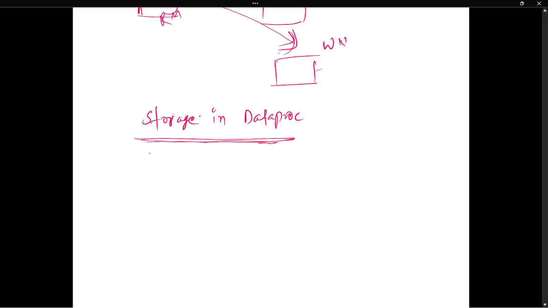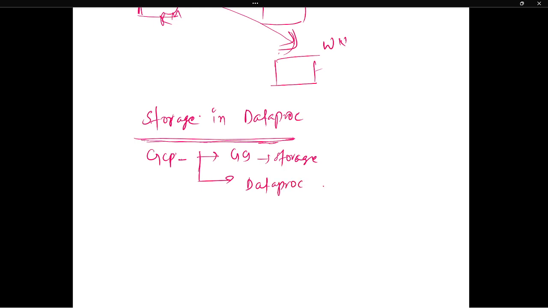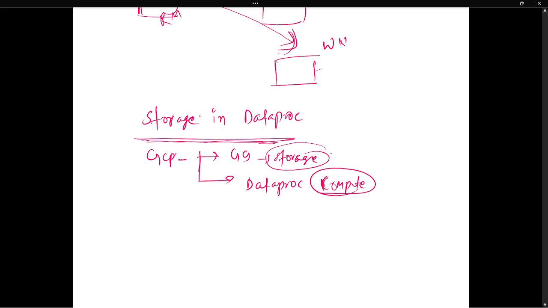What is the correct approach? For storage in GCP, always use GCS. So in GCP, always use two things: GCS for storage, and Dataproc only for compute. For compute use Dataproc, for storage use GCS. If you use this approach, it is beneficial in the case of GCP.